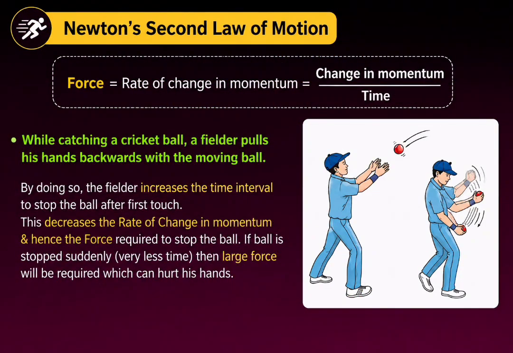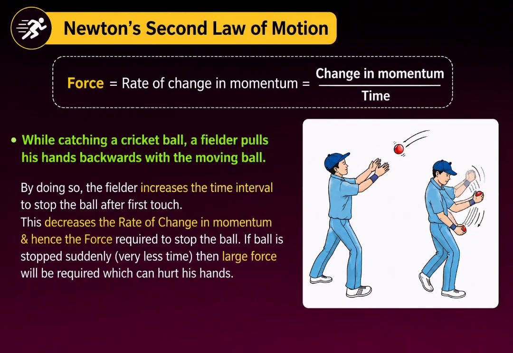Now, we will understand Newton's second law of motion. According to this law, force is equal to the rate of change of momentum. The formula is force is equal to change in momentum divided by time. Let us take an example.